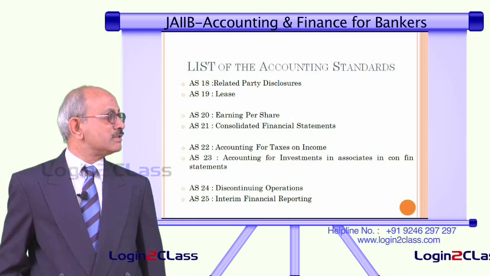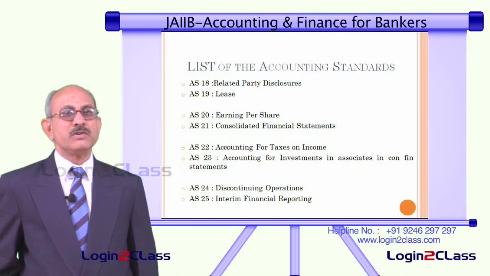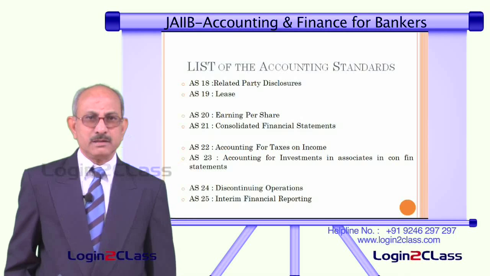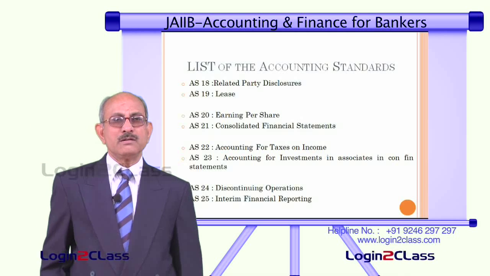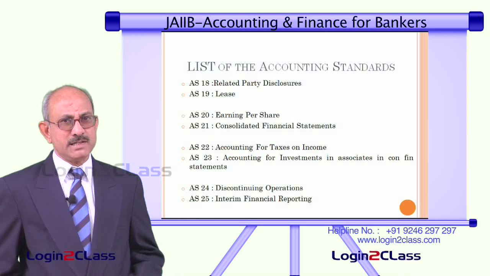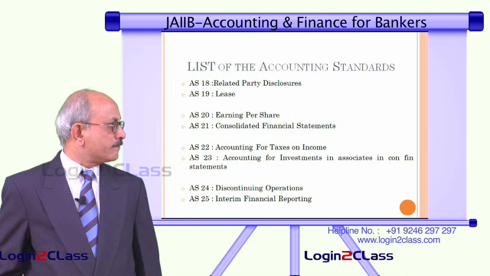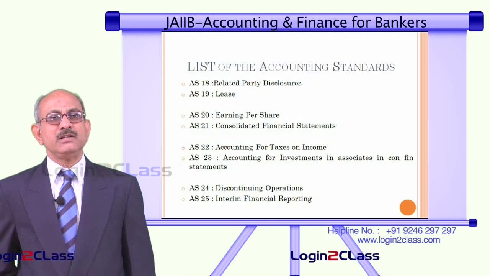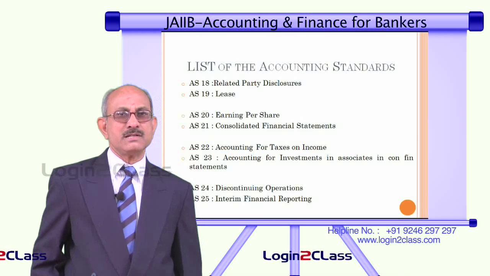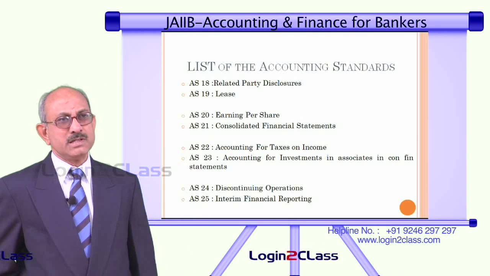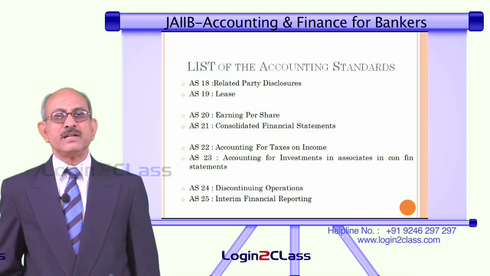AS23 is for accounting for investments in associates in consolidated financial statements. Whenever a parent company or a holding company makes investments in the associate companies, how that is to be accounted for in the financial statements of the entity itself when they are consolidating the entire financial statements. Then AS24 is for discontinuing operations. In case an entity decides to discontinue certain operations, how those financial statements have to be prepared is given in AS24. And AS25 is interim financial reporting.